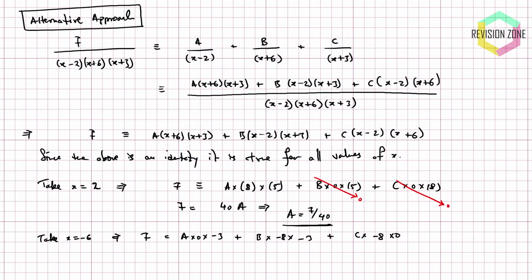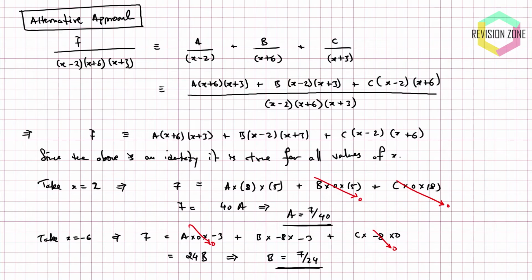And again, as before, this thing here goes to 0 entirely, and this thing here goes to 0 entirely. And so the right-hand side, in this case, becomes -8 times -3, which is actually 8, 16, 24. So 24b, and that tells me b is equal to 7 over 24. And this is precisely what we worked out in the previous case.